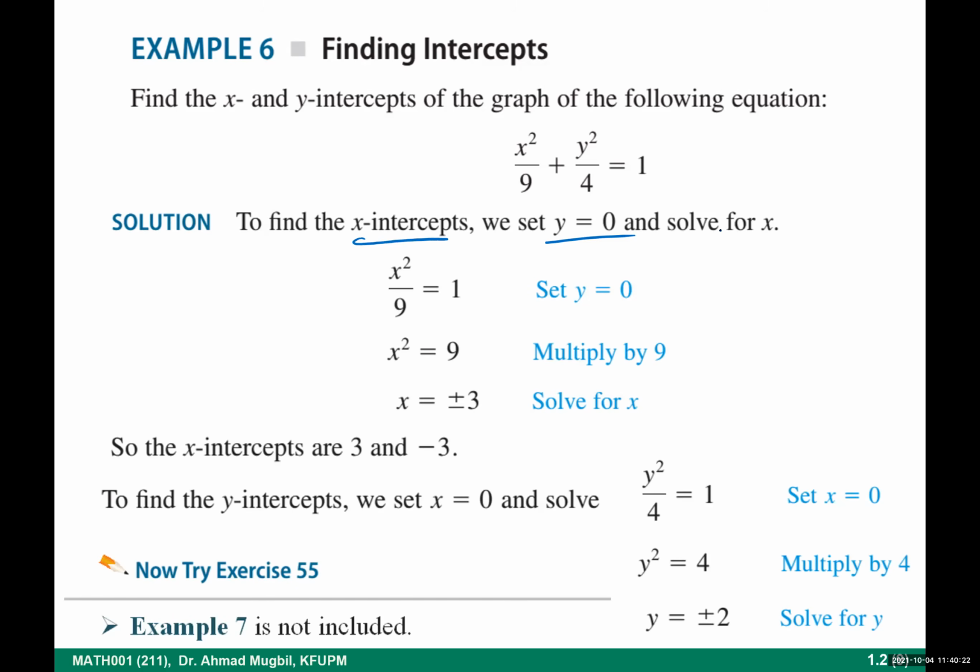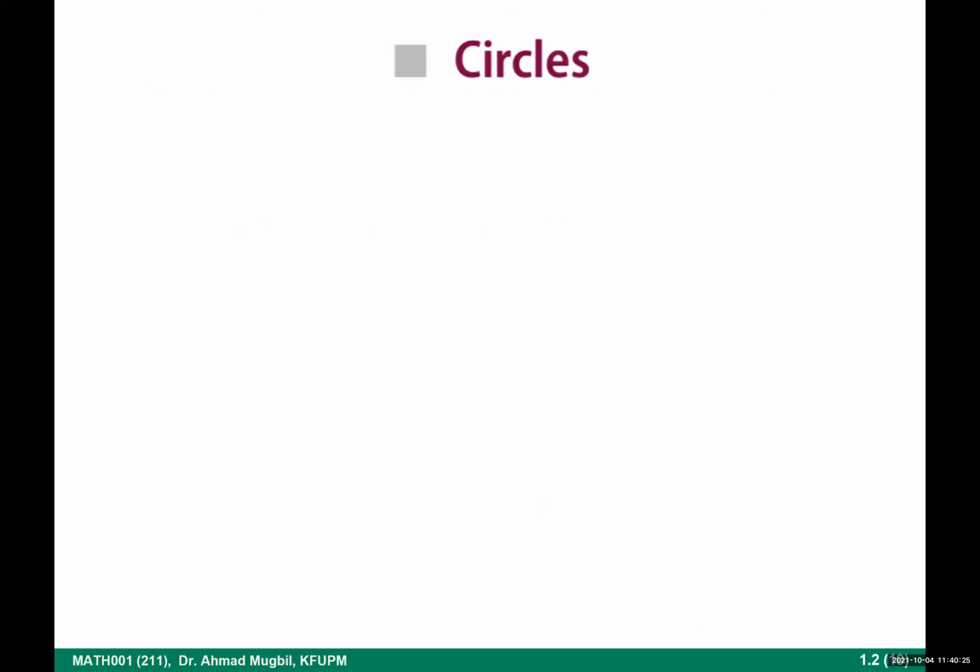Example 7 is not included. I don't remember what it is about, but it is excluded anyway. The second part, or the third part, of this section is circles.